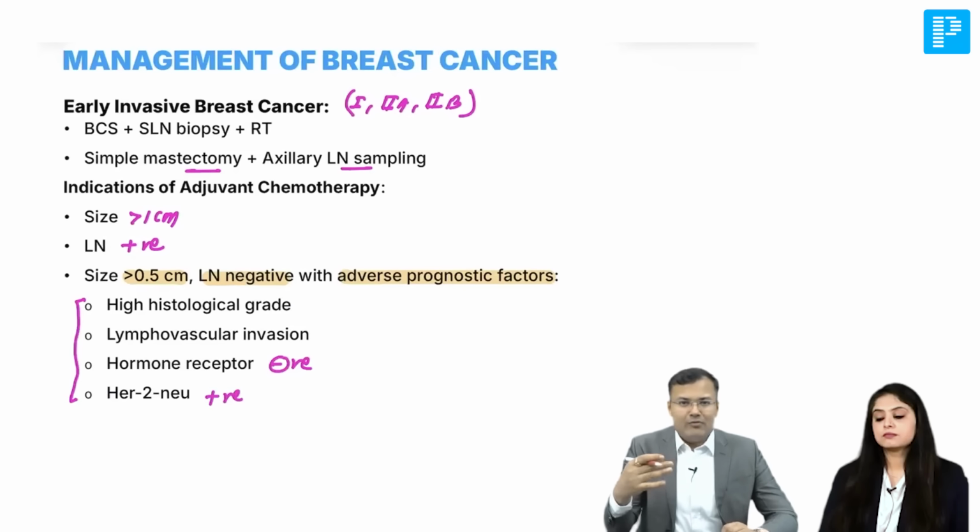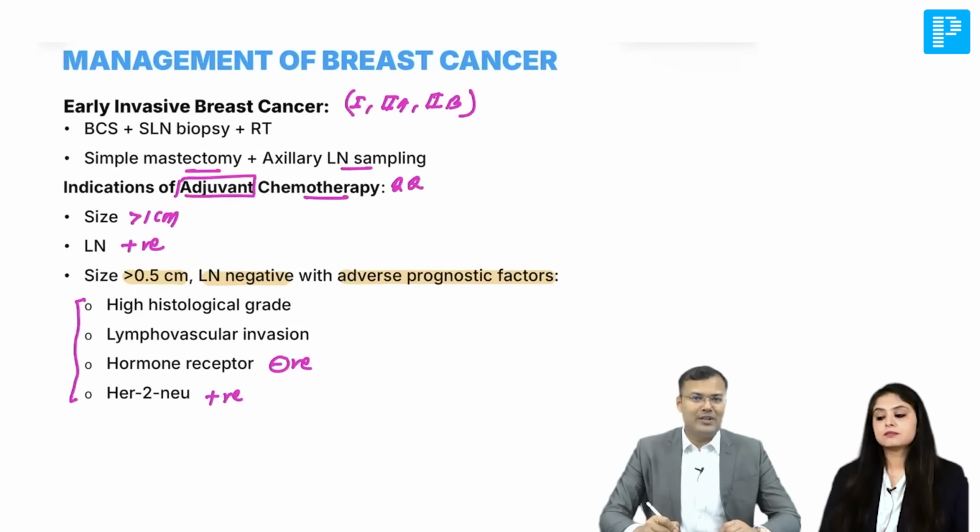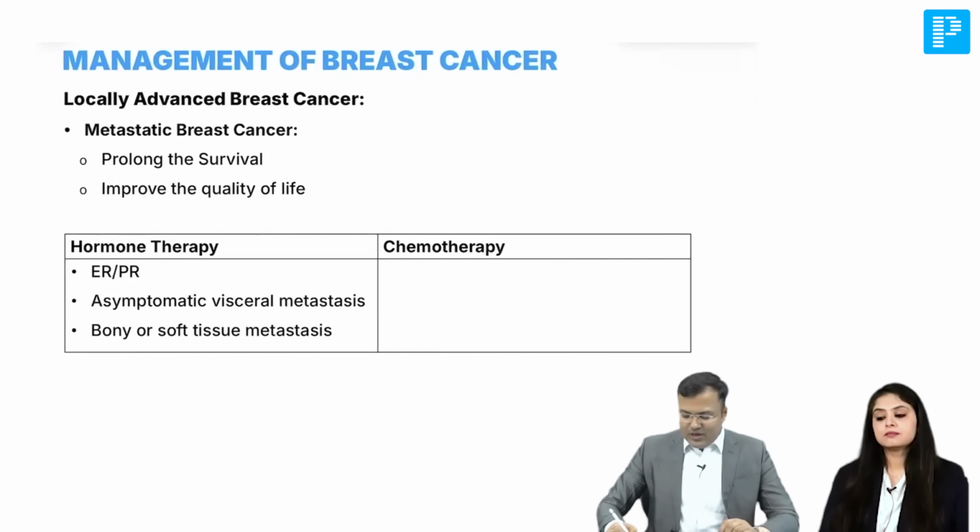In those cases, you have to give chemotherapy after surgery. And if you give it after surgery, it's known as adjuvant. If you give it before surgery, that is known as neoadjuvant. So what are the indications of adjuvant chemotherapy? Easy. Next, you can see if a patient is having locally advanced breast cancer, that is known as LABC.